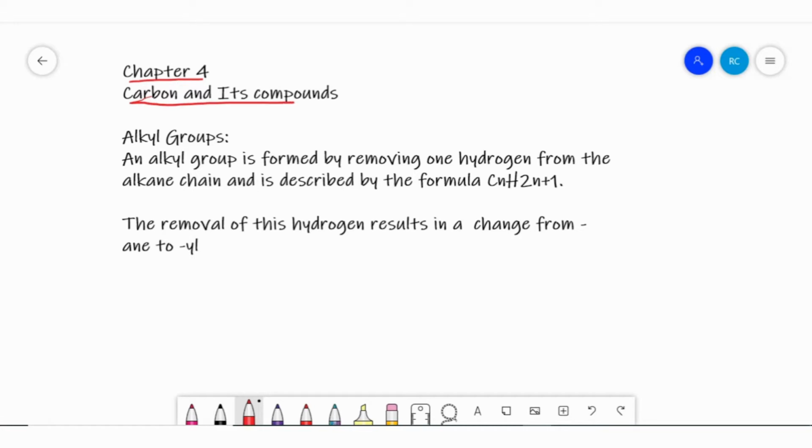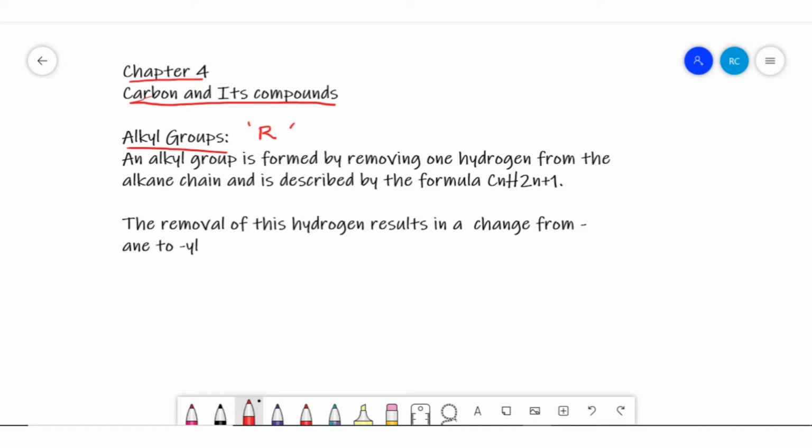And I am going to discuss alkyl groups. What are alkyl groups? How are they formed? And what are the different forms of alkyl groups? Alkyl groups are represented by the letter R. So when it is attached to any organic compound, automatically we understand that it is an alkyl group.